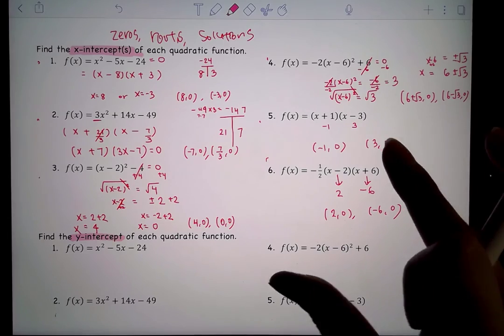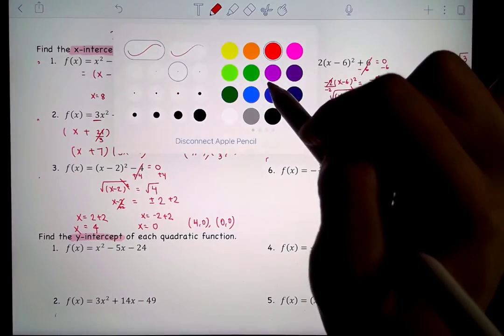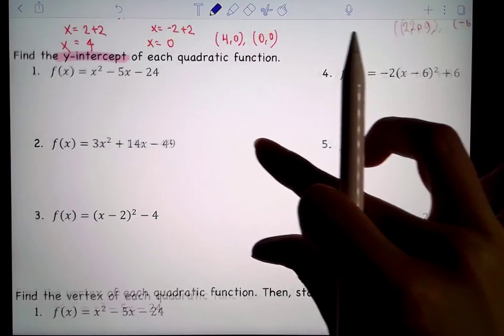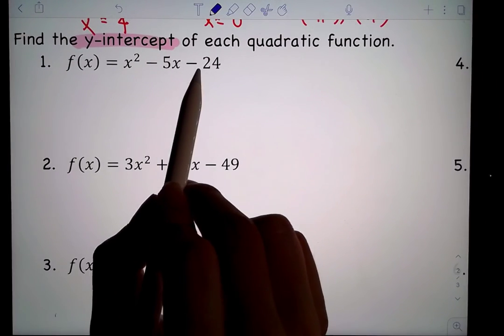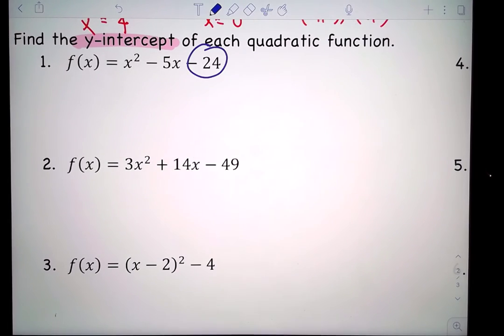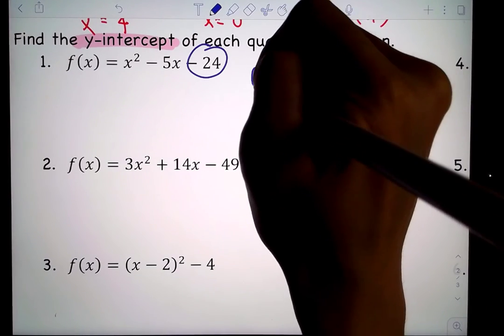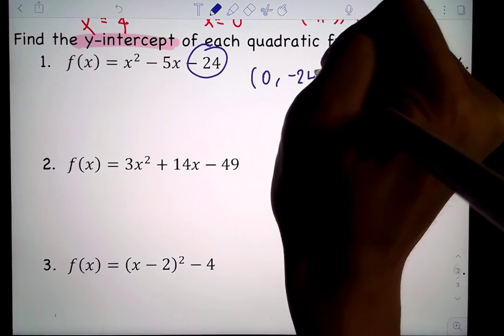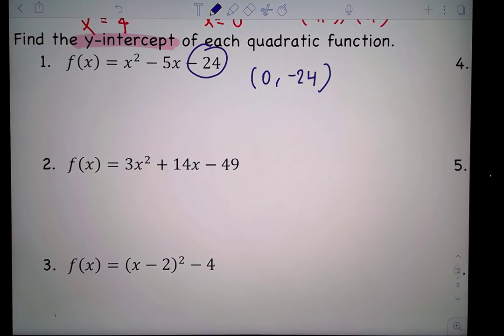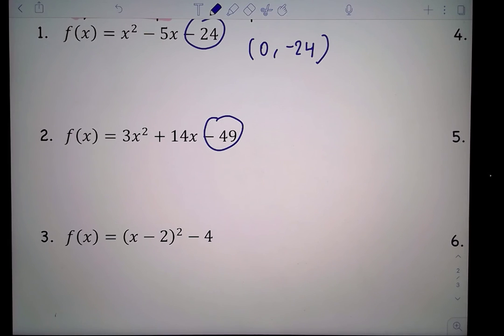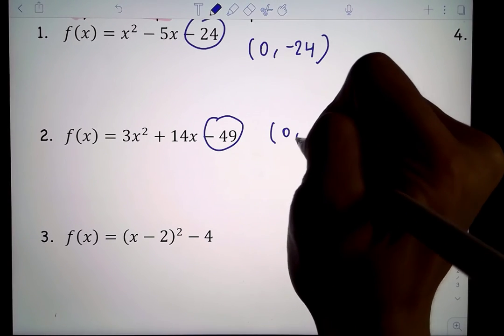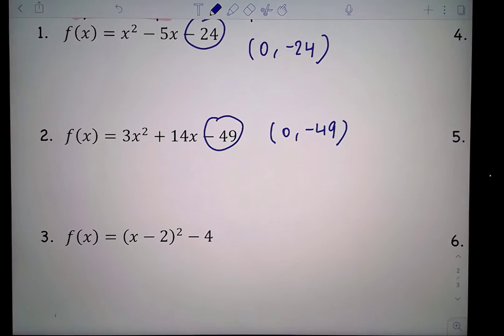Alright, you put 0 into x. So guys, look at this. Number 1, we put 0 into x, or this is the standard form. So what? This is your y-intercept, right? So my y-intercept will be (0, negative 24). Right? And what about number 2? Negative 49. That's my y-intercept. So (0, negative 49), right?